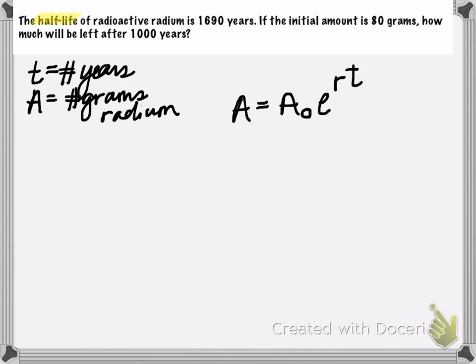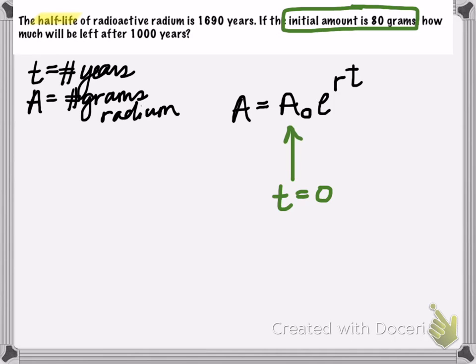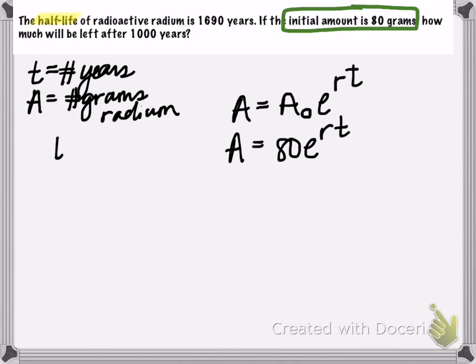So you can start with the initial amount. This A sub 0, remember, is the amount of radium that we have at time 0. And it says right here that the initial amount is 80 grams. So you could go ahead and begin by substituting in your 80 for A sub 0, giving A is equal to 80 times E raised to the RT power. You could also begin by looking at this situation numerically in table form, and we know that at time 0 we have 80 grams.